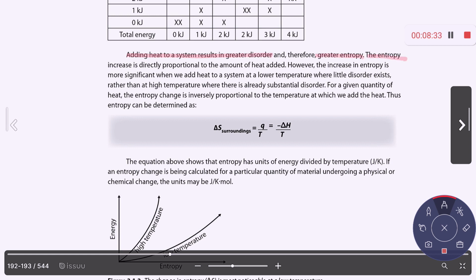So adding heat to a system results in a greater disorder and therefore greater entropy. So entropy is actually going to be directly related to the amount of heat that is added. And if we're looking to calculate the change in entropy from the surroundings, that will equal the negative delta H divided by T, okay? And entropy is going to have units of joules per Kelvin, which is energy divided by temperature. If we're looking at a certain physical or chemical change, the units may be joules divided by Kelvin times moles. Let's go to the next page.